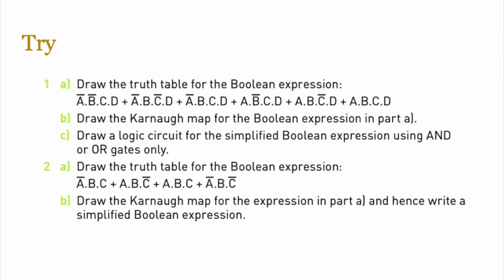and they're actually pretty simple to resolve. The best thing to do here is to try some examples out. On screen you've got a few questions. See if you can resolve these and simplify these using K-maps. See if you can create a logic circuit based on the simplified Boolean expression using just AND or OR gates, and that will give you a better understanding of how logic circuits, truth tables, and K-maps are interlinked.